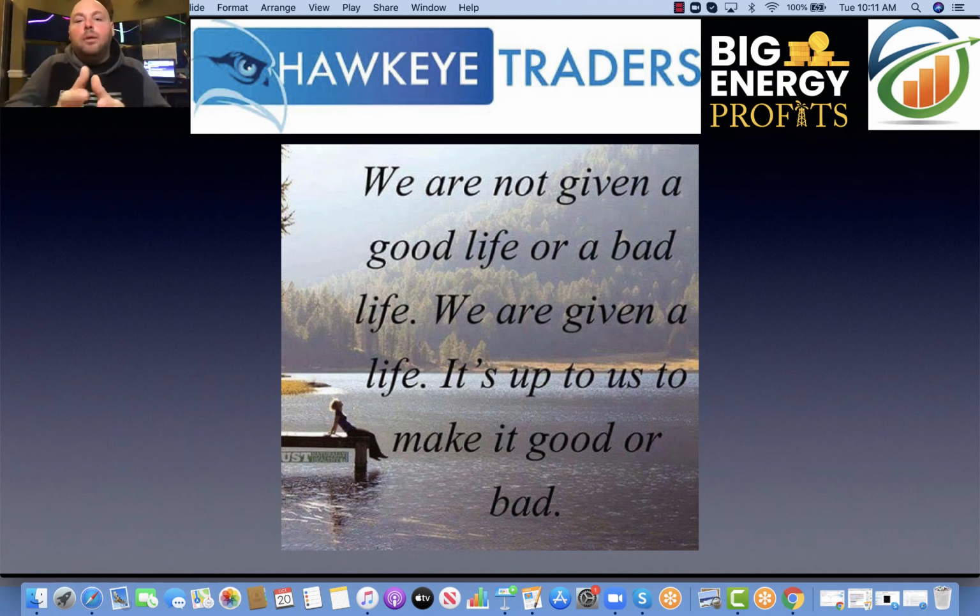And how is this applicable to trading? It's very simple. You could get frustrated every time you have a losing trade, or every time you don't understand something or can't find the setup. Or you can look at it as, I'm learning. And as I continue to learn, I become a better and better trader.